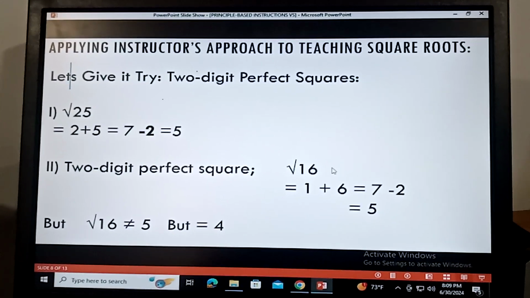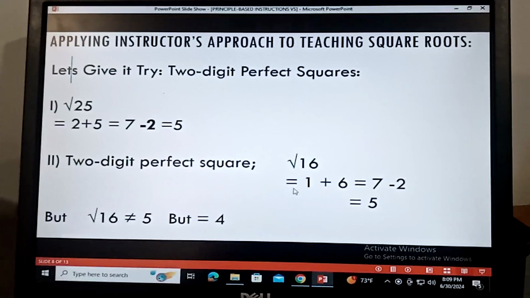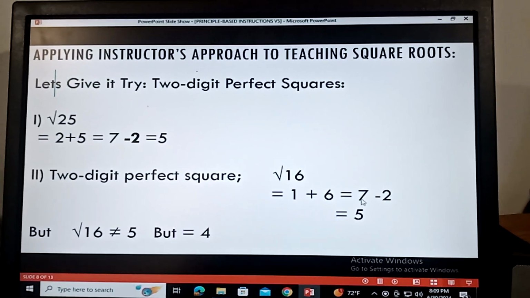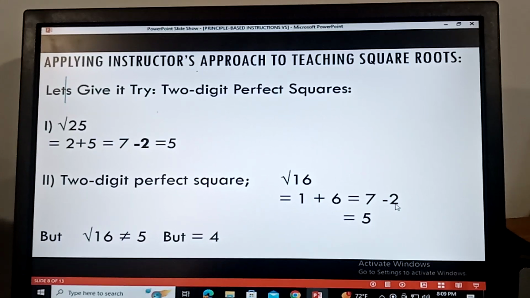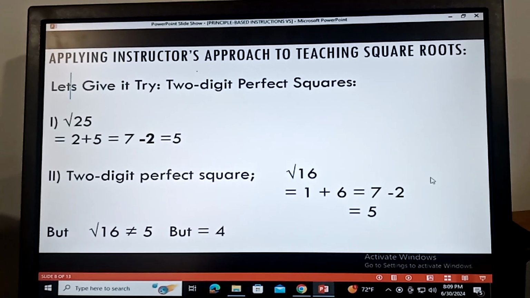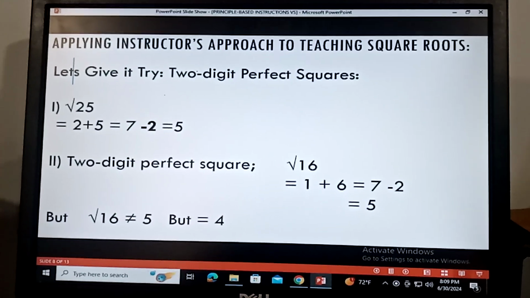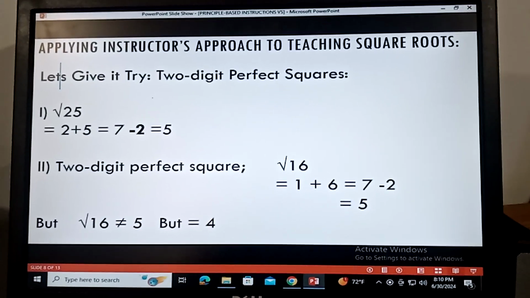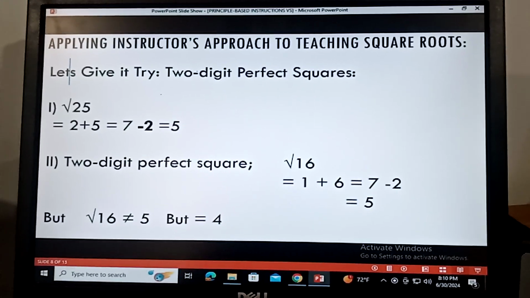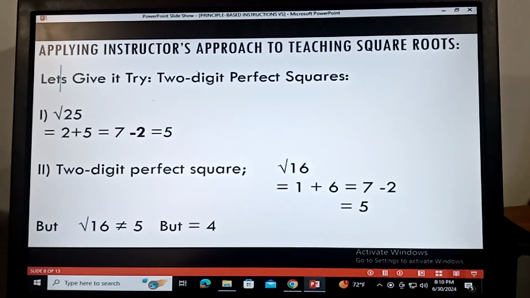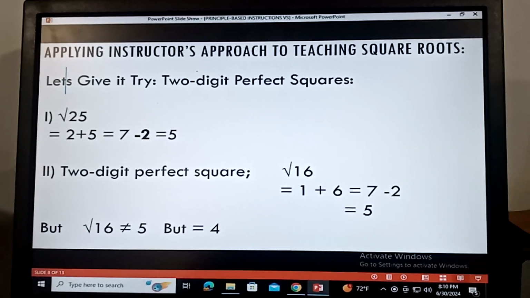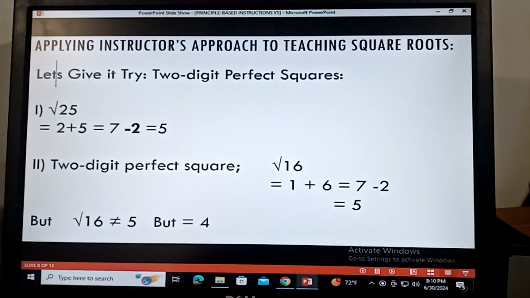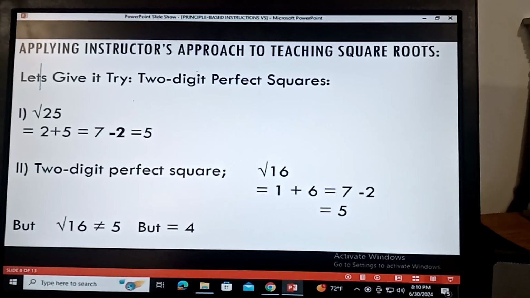Now, the square root of 16, using his method, we will have 1 plus 6 equal to 7. So 7 minus 2 is equal to 5. Now the big question is, is the square root of 16 equal to 5? The answer is no. Okay? The square root of 16 is not 5. It is 4. By using the teacher's method, we arrive at 5, which is wrong.